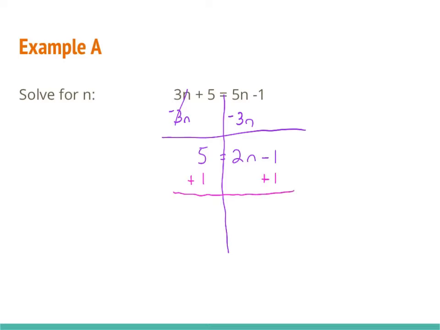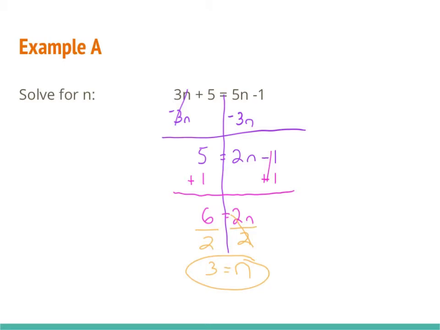Again, drawing that wall to keep my steps separated. Bring down my 2n. 5 plus 1 is 6. Now I'm left with just a one-step equation. I'm going to divide by 2 on both sides because the opposite of multiplication is division. These are going to cancel. Bring down my n, and 6 divided by 2 is 3. So n equals 3. So notice I was able to get rid of one variable, and that then left me with just a two-step equation that I could go ahead and solve.